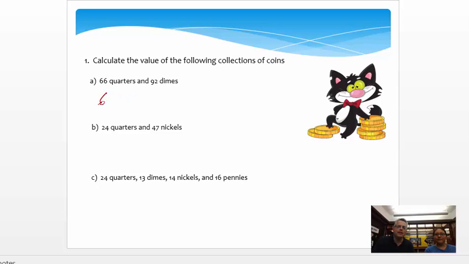So if we have 66 quarters, we have to multiply them by how much they're worth. We're going to think in dollars. Each quarter is worth $0.25, so 66 times 0.25, and then we have 92 dimes, so 92 times 0.10. We just grab our calculator and we can figure out the value of those.